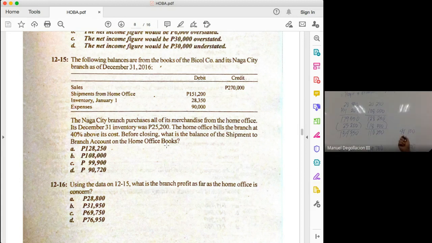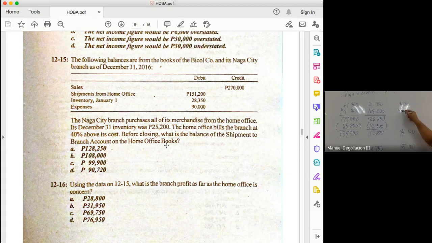Okay, how else can we solve the 44,100, class? The same, you get the markup on the components of your cost of goods sold. Class, this is the billed price of the beginning inventory. This is the true cost of the beginning inventory. So that means the markup is 8,100. Please help me here. Is it 8,100? Okay. And then the billed price of the shipments is 151,200, and then the true cost is 108,000. So this would give us 43,200.